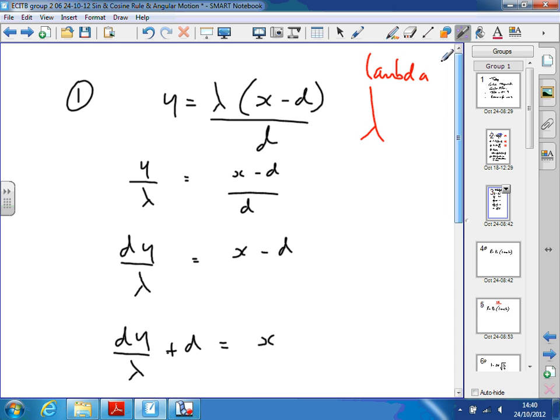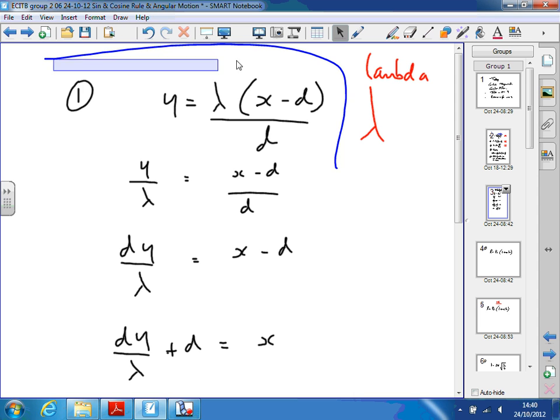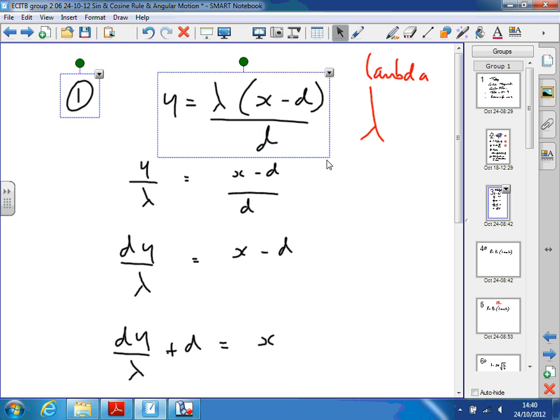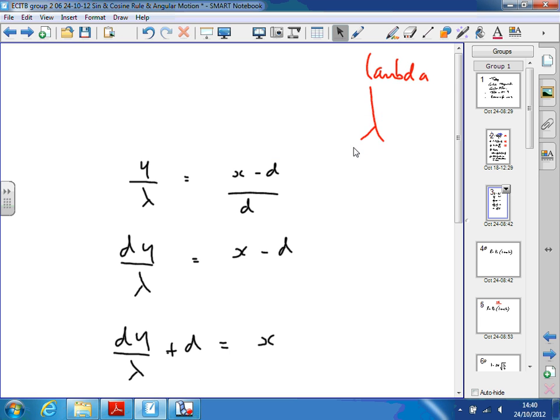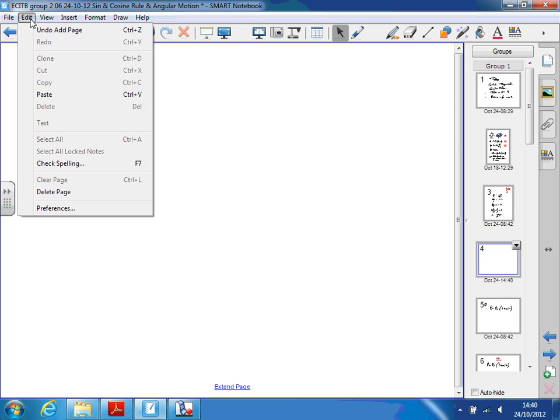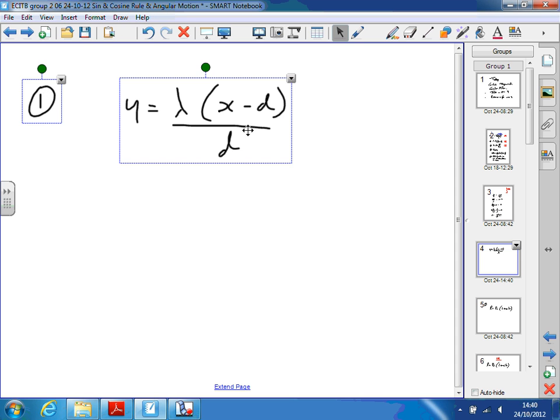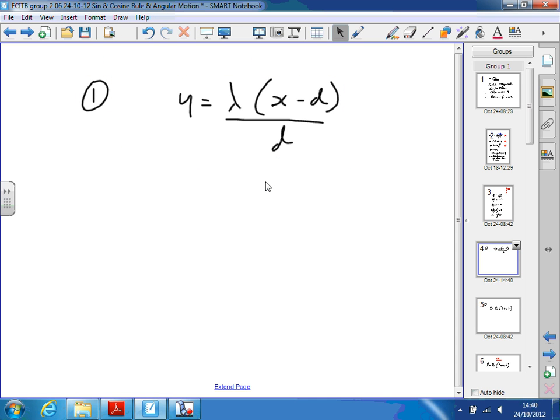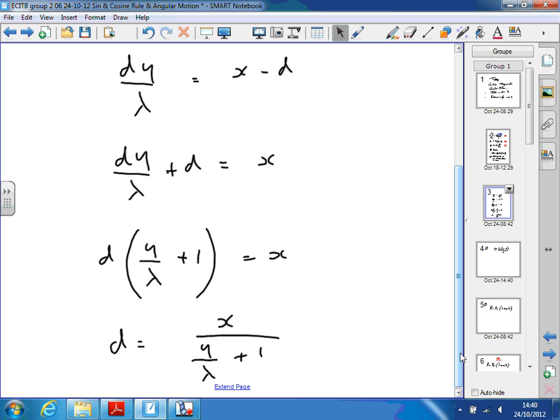Let's have another look at this for a second. Oops, that's not what I meant to do. Copy this. Now, your suggestion, Miles, to divide both sides by lambda is fine, okay, and it gives us an answer, which is this answer over here, and that's perfectly acceptable, okay.